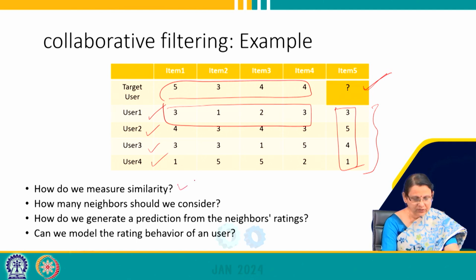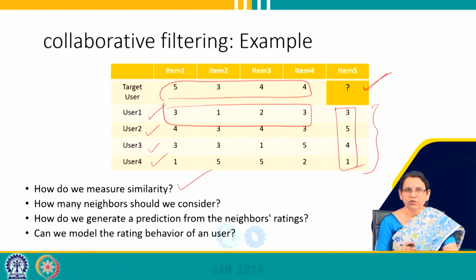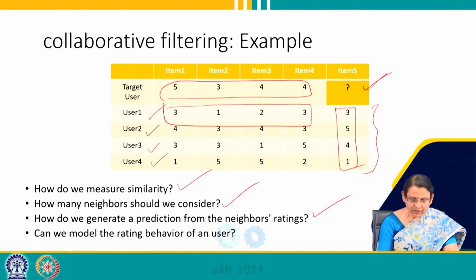Now, a few questions here. How do we measure the similarity? We have to learn how to compute these similarity values, then how many neighbors to consider, and how do we generate the predictions from the neighbors' ratings. While considering this model, besides similarity, is there any other model using which we can recreate the rating behavior of a user? All these questions we will look at in detail as we move ahead.